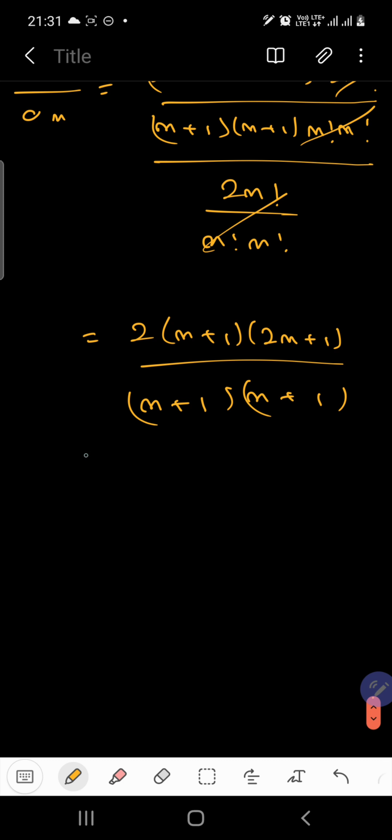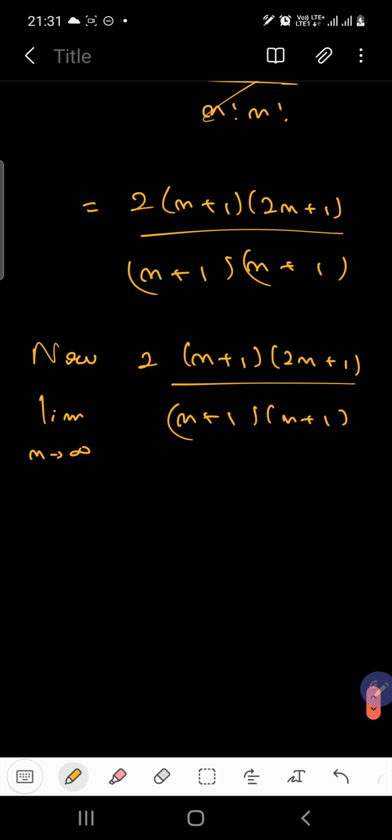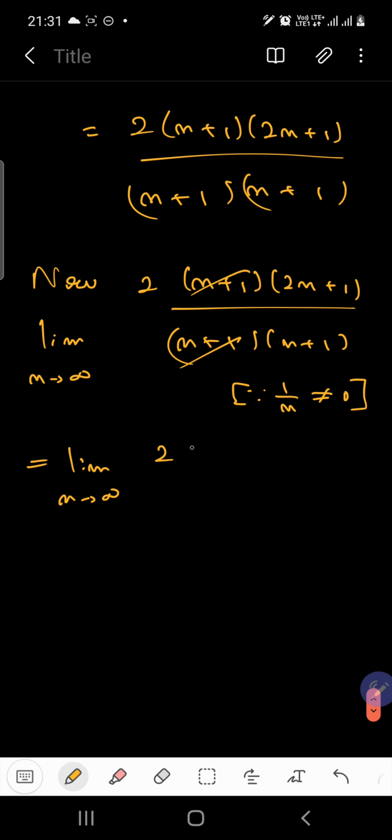Okay, so now limit n tends to infinity of (2n+1) times (2n+1) over (n+1) times (n+1). Clear? So from here, that is equal to limit n tends to infinity, these two can cancel out since 1 over n is not equal to 0. From here we get 2 times (2n+1) upon (n+1). Clear? (2n+1) upon (n+1).